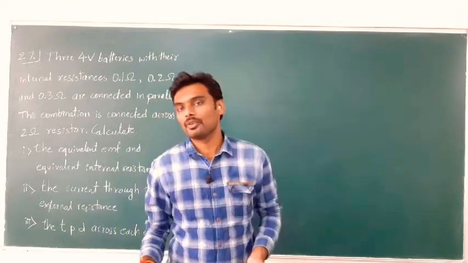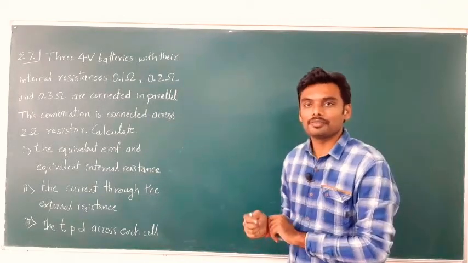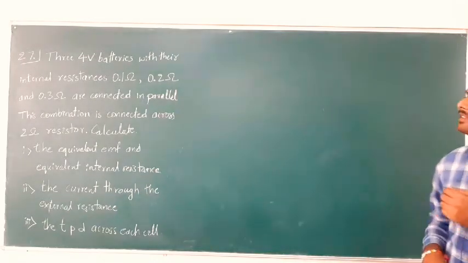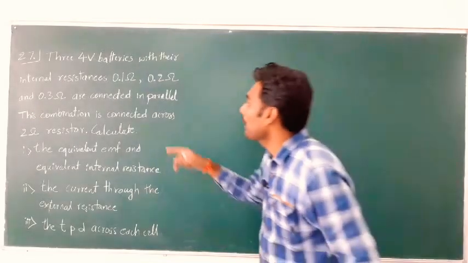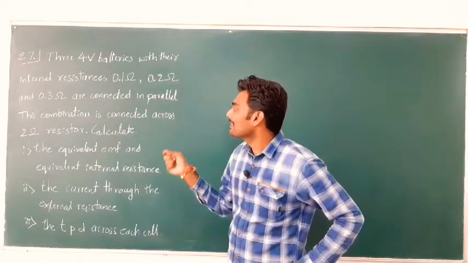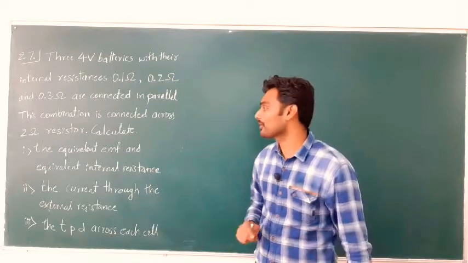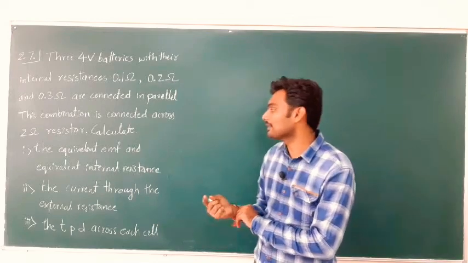The first problem of today's session is the 27th one as far as the order is concerned, and is as follows. Three 4-volt batteries with their internal resistances 0.1 ohm, 0.2 ohm and 0.3 ohm are connected in parallel. The combination is connected across a 2 ohm external resistor. Calculate the equivalent EMF and equivalent internal resistance.